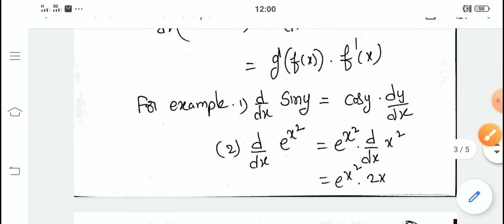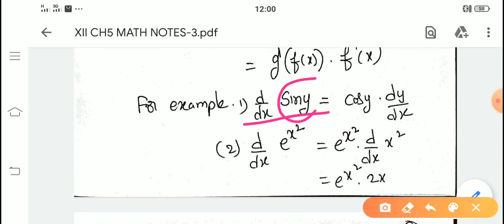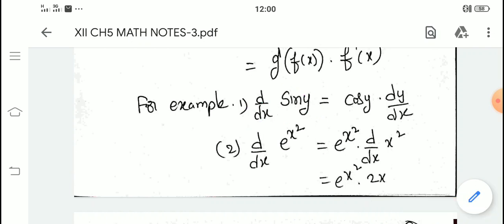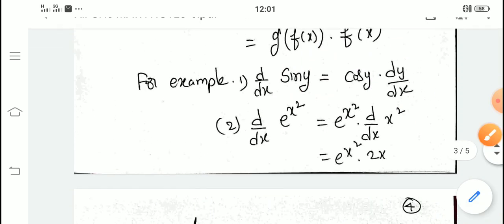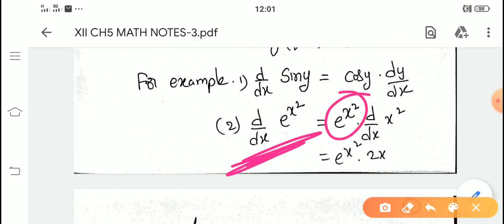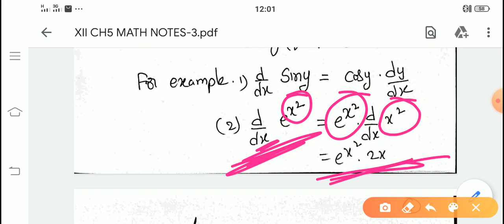Once again I am explaining: when you differentiate sin y with respect to x, but the variable here is y, you first take the derivative of sin y, cos y, into dy by dx, because the derivative of y must be multiplied. Then only it is possible. Similarly, the derivative of e power x square is e power x square, but since we are differentiating with respect to x, the derivative of x square must be multiplied: e power x square into 2x. That is the derivative of e power x square.